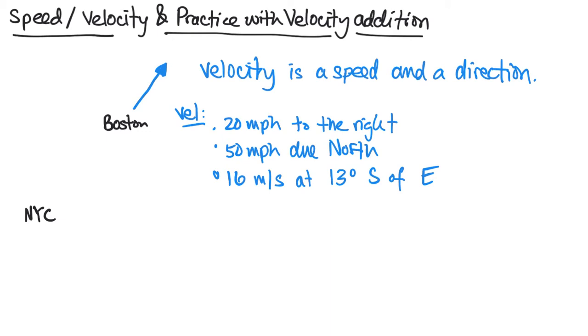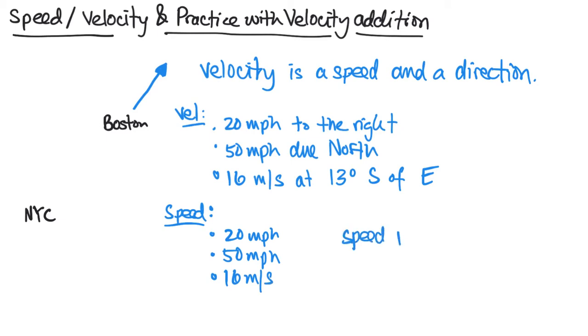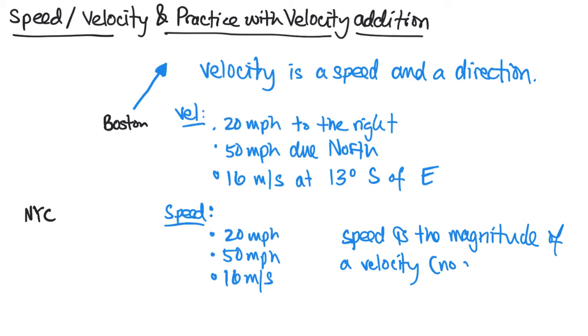In contrast, speed is just the first part of velocity. So the 20 miles per hour, or the 50 miles per hour, or the 16 meters per second. So speed is the magnitude of a velocity, but there's no associated direction.